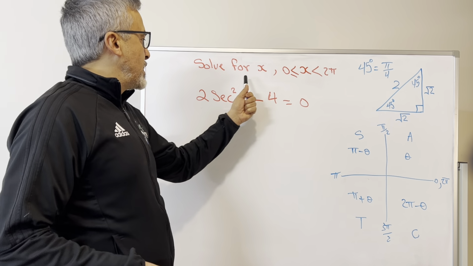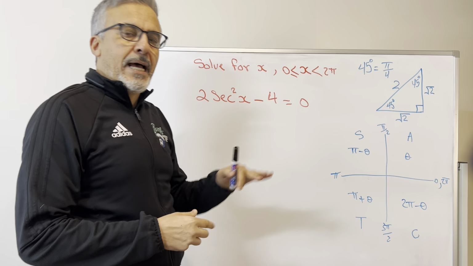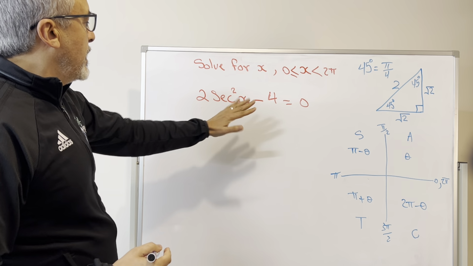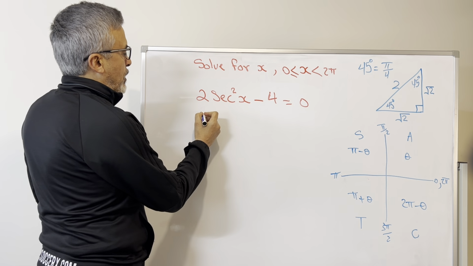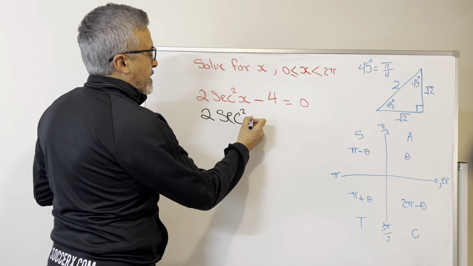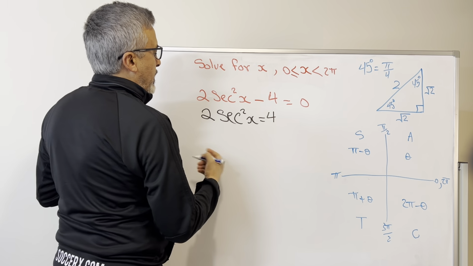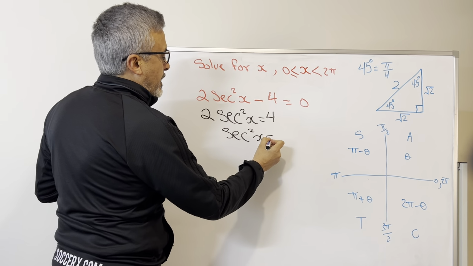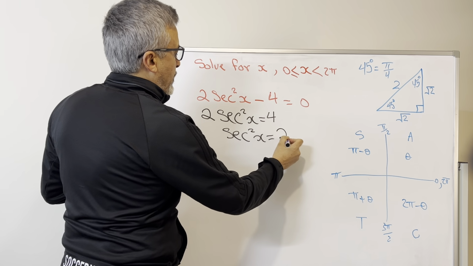So here's another question. It's a question that was requested by one of my followers. Anyways, so to do this, we need to solve this for secant. So it's 2 secant squared x equals 4. Divide both sides by 2, you get secant squared x equals 2.